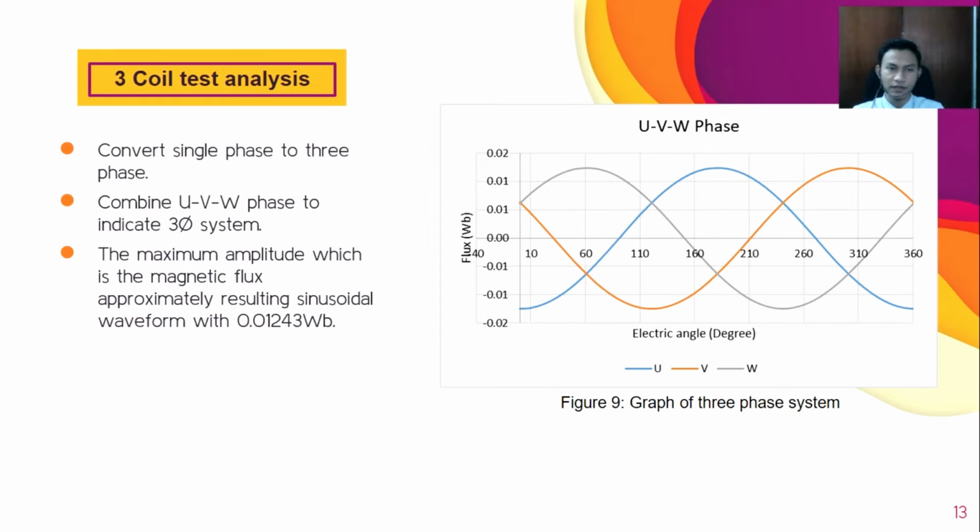So this is the result of the 3 coil test analysis. Basically, in this part we combine the UVW phases into one graph, and in this process we need to convert the single phase to the 3 phase. The maximum amplitude from the graph is 0.01243 Weber.